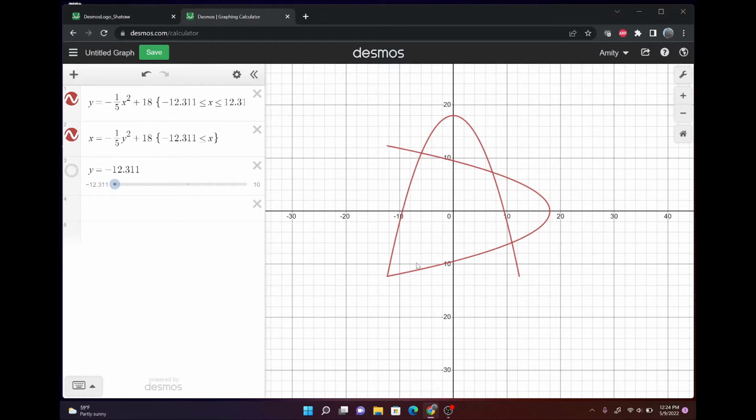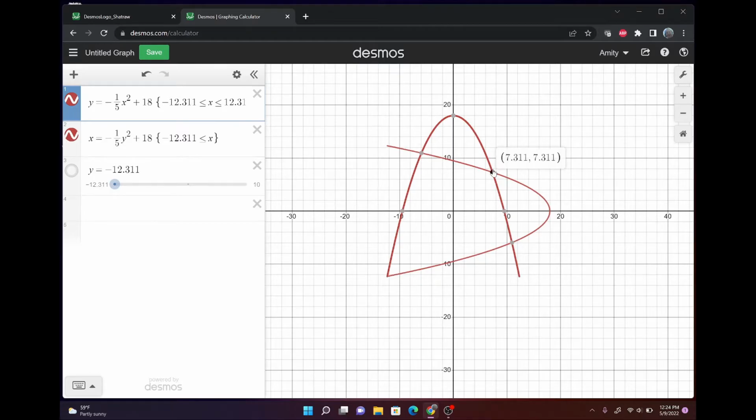For the kid who wants to restrict this domain correctly, you're very frustrated by the fact that your heart looks like it's been tied. Here's what I'll tell you. The upside down parabola is super easy. Ready? I'm going to start at this x value. That's that negative 12.311 that we saw up here.